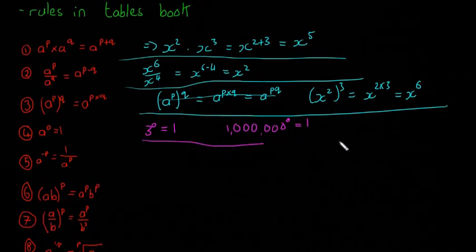So I'll scroll down a little bit more. Okay, if it's anything to the power of minus p, then it's 1 over a to the power of p.